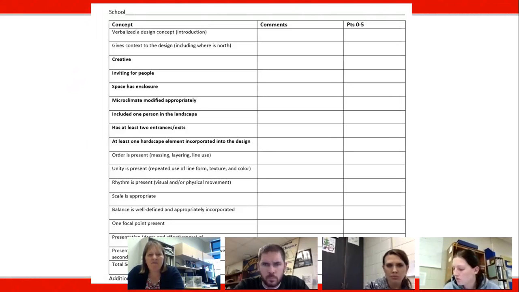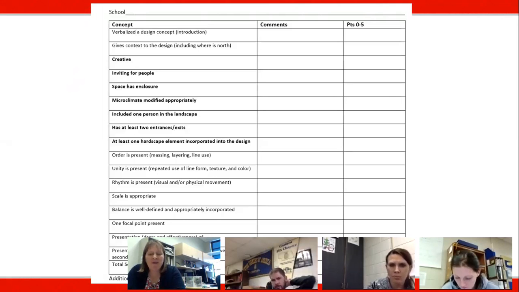I also requested that I have one person in the landscape. That helps give a scale to that landscape. They had to have two entrances or exits, and they had to have at least one hardscape element. A lot of times, hardscape elements are really important to a landscape. They add to the beauty and add to the functional landscape, so I required them to have one. If you think about your home landscape, you probably have a ton of hardscape elements, whether it's a paver or a deck, maybe a bird bath, containers, so many different things they could use. So we wanted to add one additional aspect to that landscape.